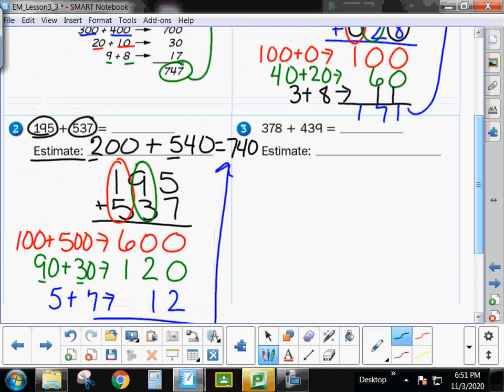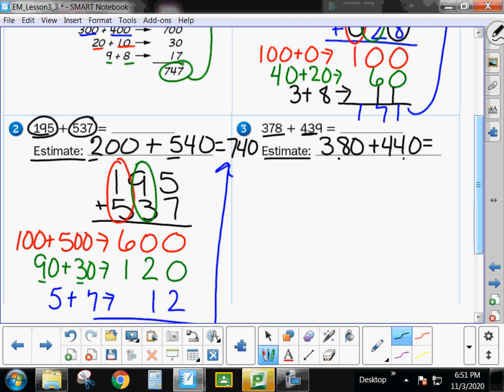All right, now let's look at 378 plus 439. Let's do our estimate. 378 is really close to, I'm going to round it to 380. I'm going to show you something. And then 439 is really close to 440. Now, boys and girls, you may have rounded these numbers differently. And I did this on purpose. I rounded it to the nearest tens. But then when I look at these numbers, I'm going to be honest with you, those numbers are still not easy for me to add in my head.